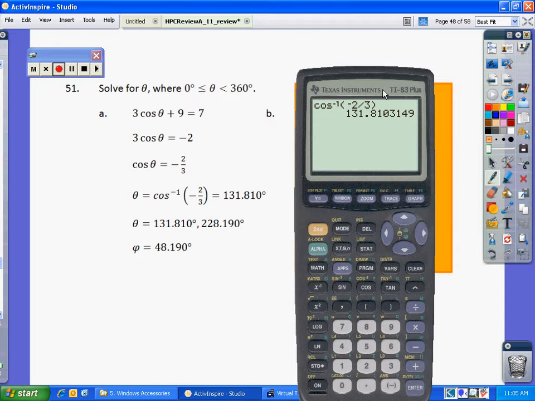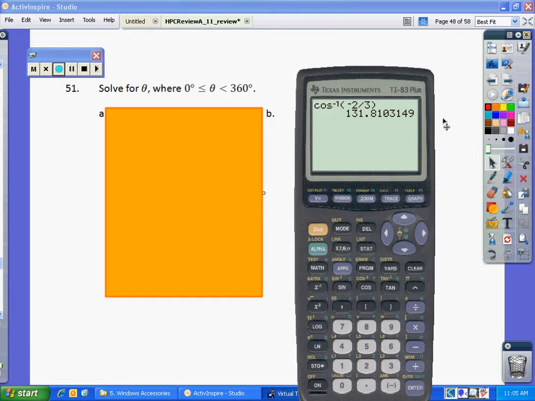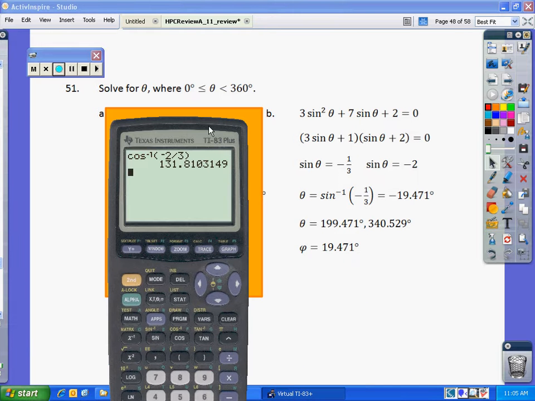For part B, the problem is 3 sine squared theta plus 7 sine theta plus 2 equals 0. Trinomial. I have to factor. It factors into 3 sine of theta plus 1 times sine theta plus 2 equals 0. You set each factor equal to 0 and solve, so you get sine of theta equals negative 1/3 or sine of theta equals negative 2.